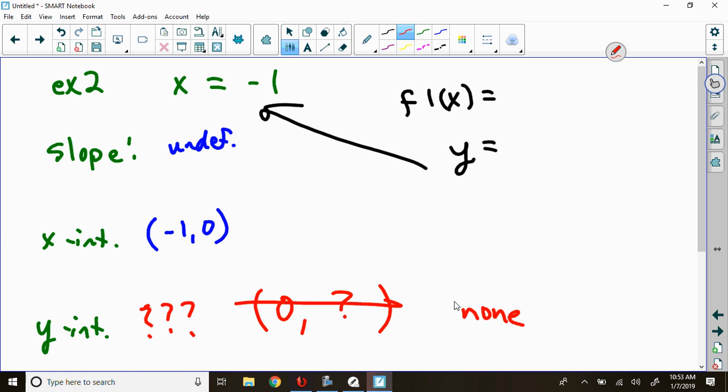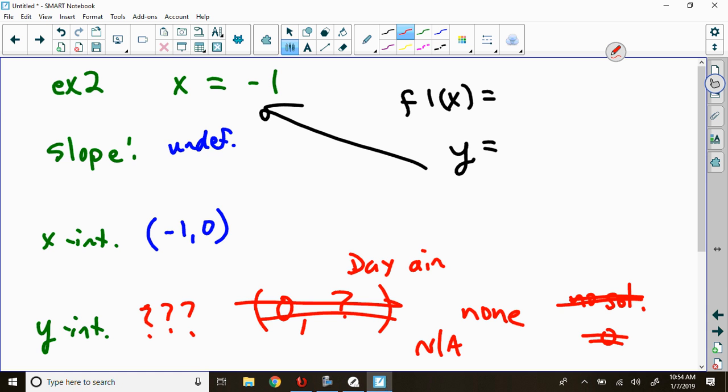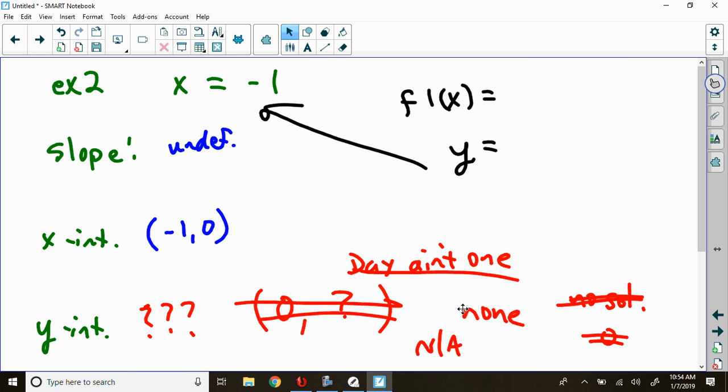Now, some people might want to say, no solution. Don't say that, because we're not solving for anything. Some people might want to say it's 0. No, it's not 0. There isn't one. It's not applicable. It's not available. If you want to say it this way, say there ain't one. I don't care how you say it, but there isn't one. There's no y-intercept. Okay? That was our second of 3 examples.